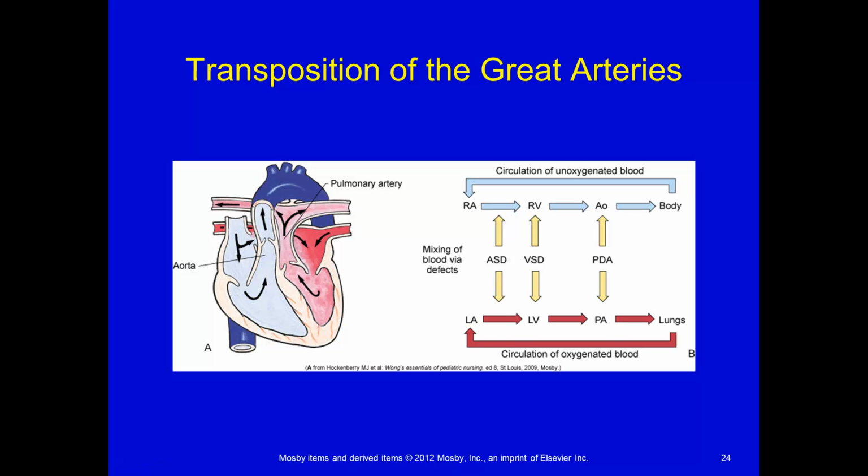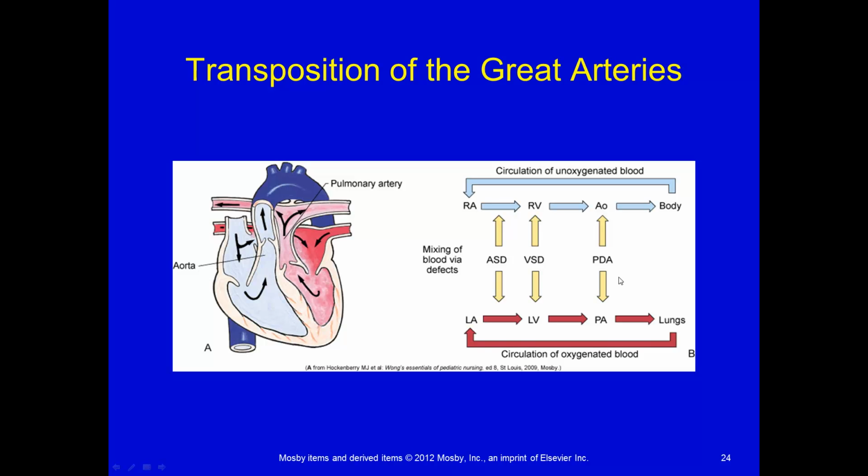Okay. So A here will show you the morphology, or the visual, of a complete transposition of arteries with no septal defects. So there's no defects here allowing for mixture. And this is the visualization of the pathways in which there may be some mixing going on. Okay?